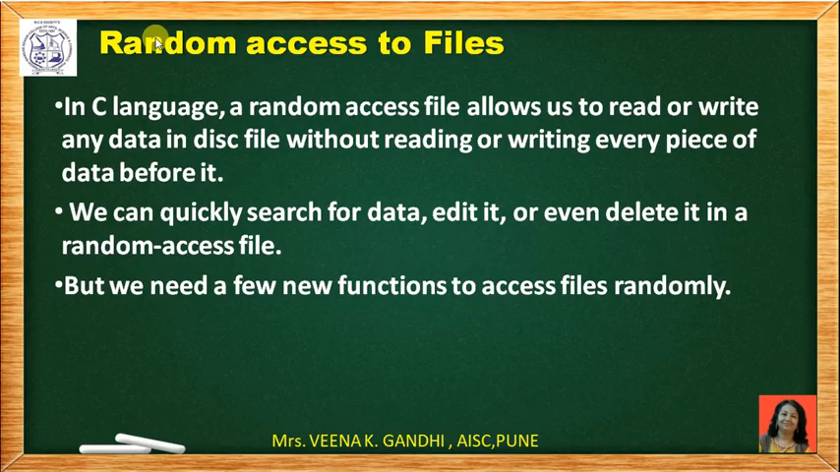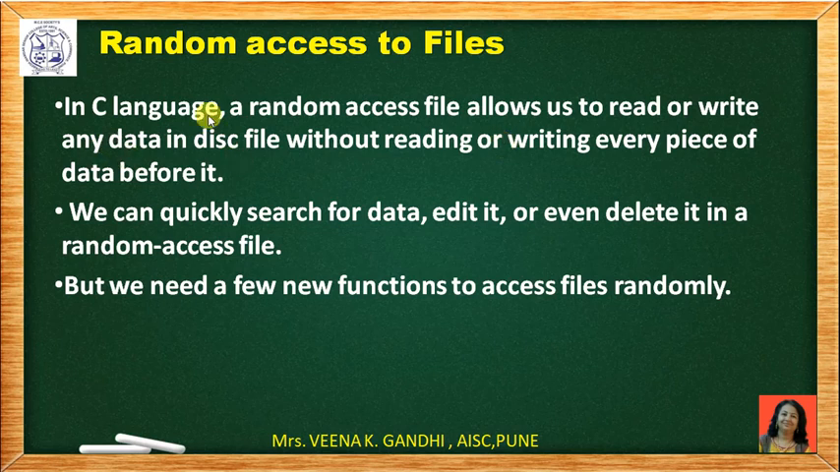Next topic is random access to files. Now we can access files in two ways, sequential manner or random access. In sequential access, we scan the records record by record. Means we traverse the first record, then the second record and third record like that. If we want to access the 10th record, we have to traverse the first 9 records. But in random access, we can directly access the 10th record. There is no need to traverse the first 9 records.